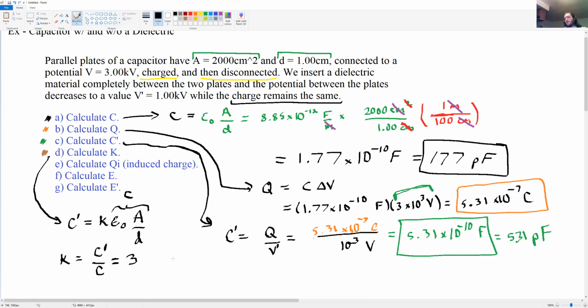Which is, of course, a number bigger than or equal to 1. So that is a valid value for the dielectric constant. Does everybody understand that part? Give me a thumbs up if we're good here. Okay.